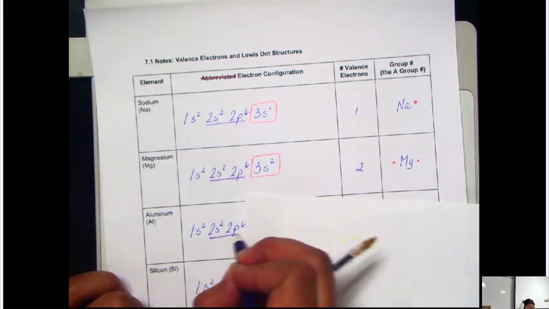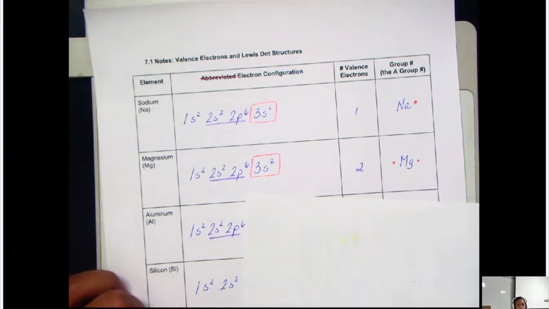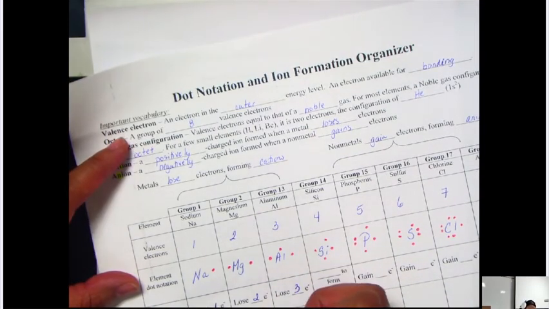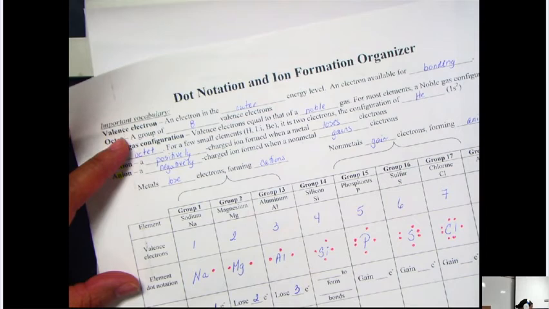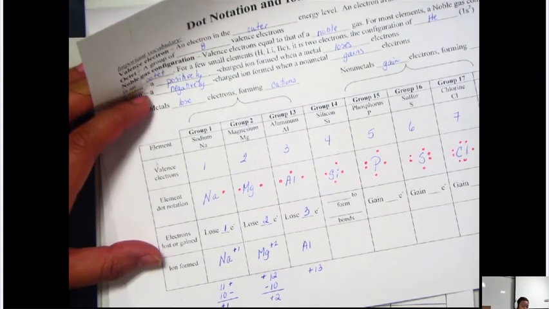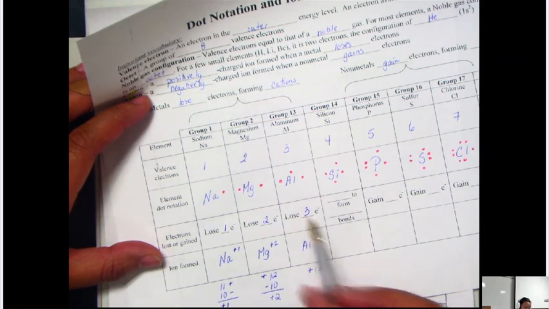So this is the new outer level. What would it do? It's going to lose 3. That's the smaller number. So aluminum as the neutral form had 13 protons, 13 positives, and 13 electrons, 13 negatives. Okay? It is losing 3 electrons.